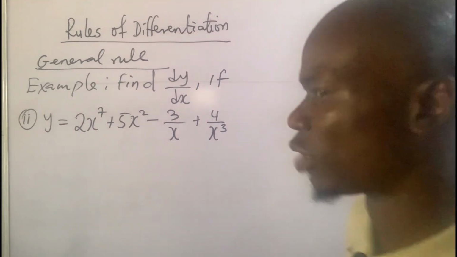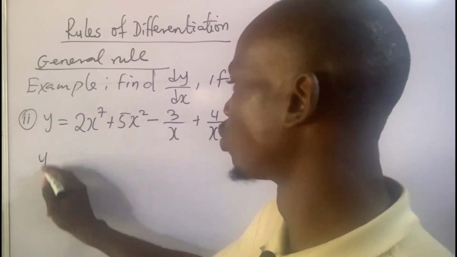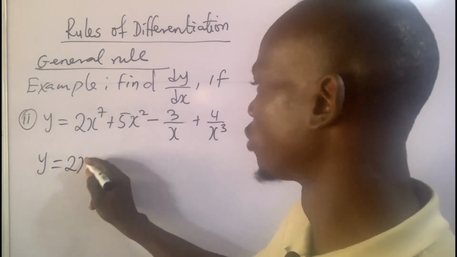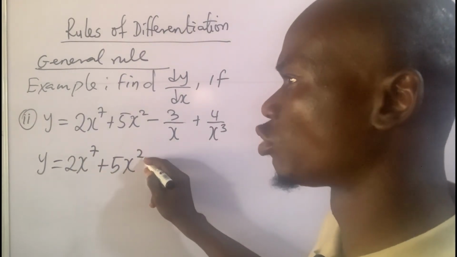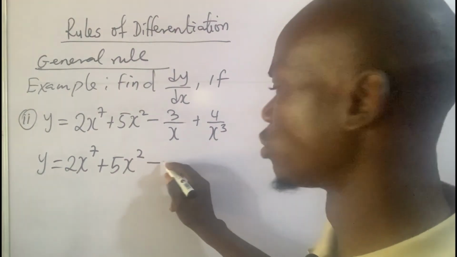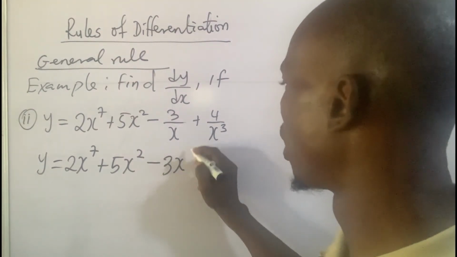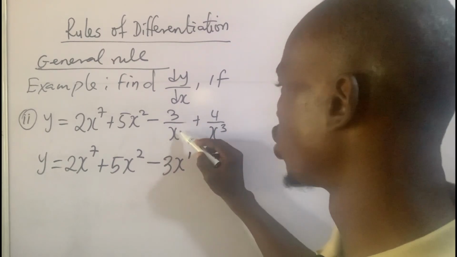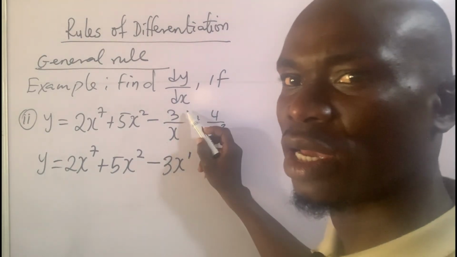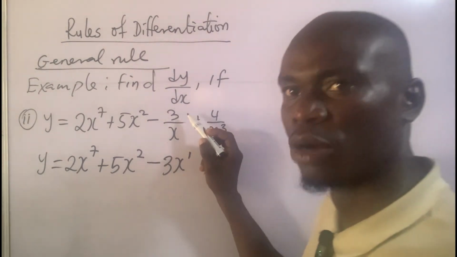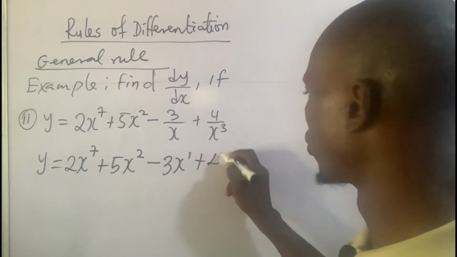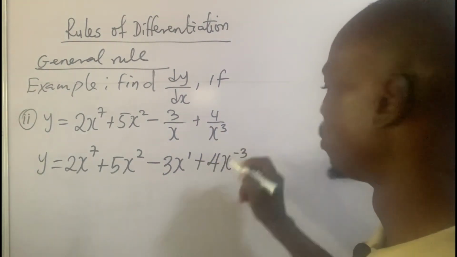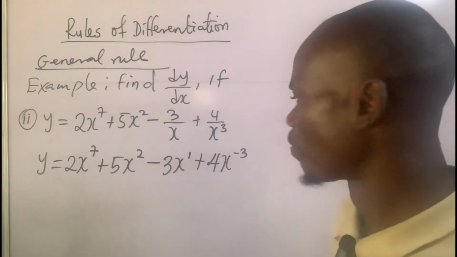So if I'm going to do that, it means I will have to rewrite y, which is 2x raised to power 7 plus 5x raised to power 2 minus 3x raised to power minus 1. The law of indices says when you move a variable from the denominator, it takes a negative power. Whatever power it is carrying becomes negated. Similarly, here we are going to have 4x raised to power minus 3.